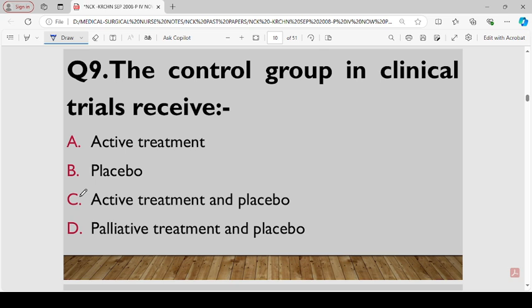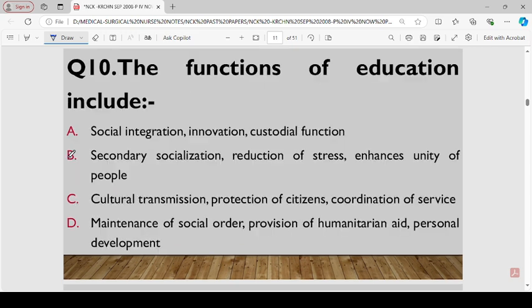The control group in experimental trials normally receives, well, in experimental studies, we have two groups. We have the control and the experimental group, right? So the experimental group normally receives the active treatment, while the control group receives the placebo. So the best correct answer for our case is the placebo.